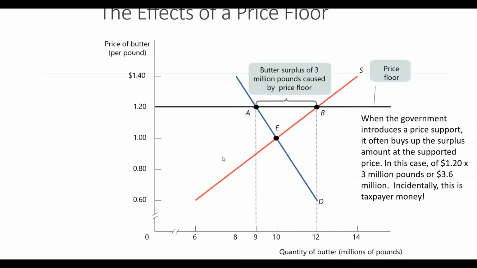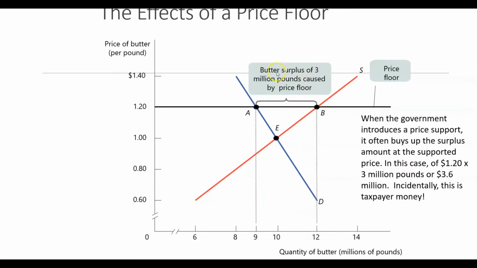Now, when the government introduces a price support, meaning that the prices cannot fall below $1.20, you can see that this is going to create a surplus. The quantity of butter demanded at $1.20 is going to be significantly less. It's going to be 9 million pounds, as opposed to the equilibrium quantity of 10 million pounds. The quantity of butter supplied at the $1.20 price floor is going to be 12 million pounds of butter.